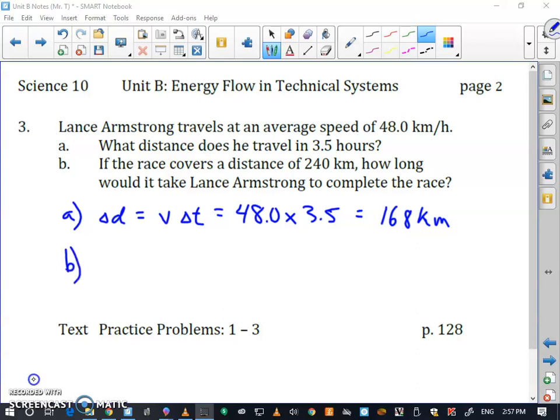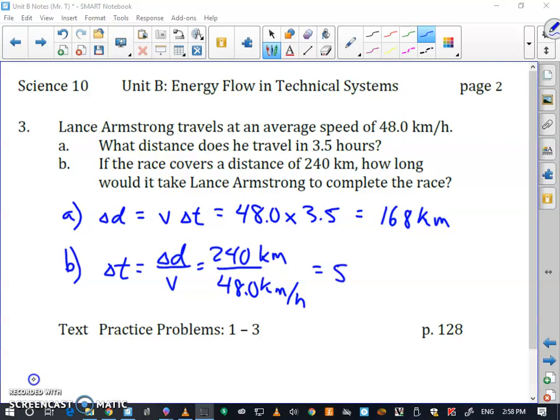Part B, well, the race covers a distance of 240 kilometers. How long would it take Lance Armstrong, traveling at 48 kilometers per hour, to complete the race? We're looking for time. So delta T is going to be distance over speed. The distance here is 240 kilometers, and the time is found by putting in 48 kilometers per hour here. Now, you can put your units in if you want. You're going to notice that the final unit at the end is 1 over hours, which happens to be hours. So 240 divided by 48 gives me 5 hours.